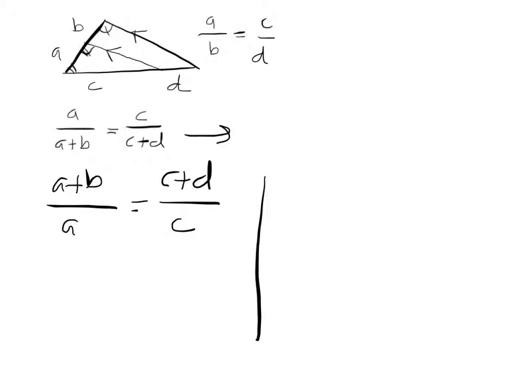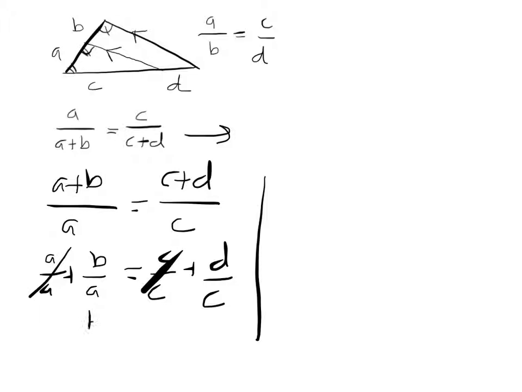I could then split that up as a fraction. A plus B over A is A over A plus B over A equals C over C plus D over C. Well, A over A and C over C both equal 1. I could cancel those out on each side, and that gives me B over A equals D over C. Head back up. Is that going to be what we're looking for, the side splitter theorem here? B to A equals D to C. Indeed, B to A equals D to C.